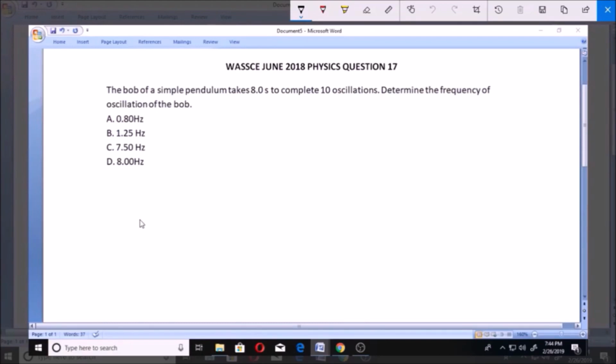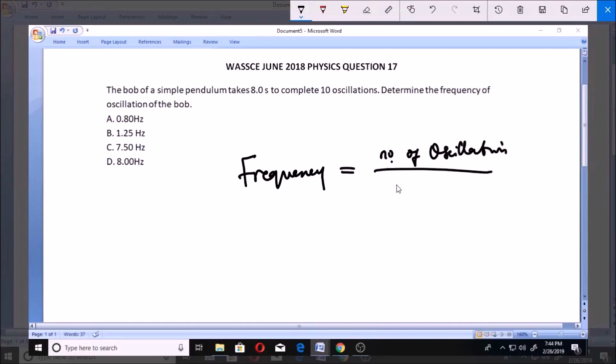So what is the frequency? Now, for us to understand this very well, we know that frequency by definition is simply the number of oscillations per second.